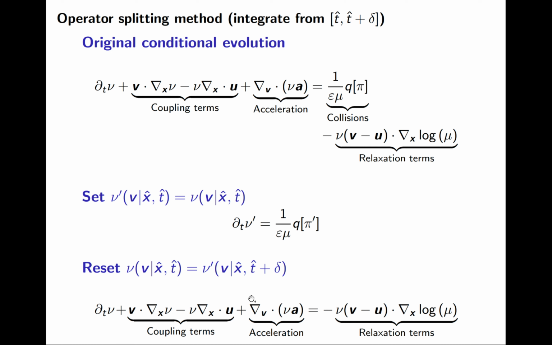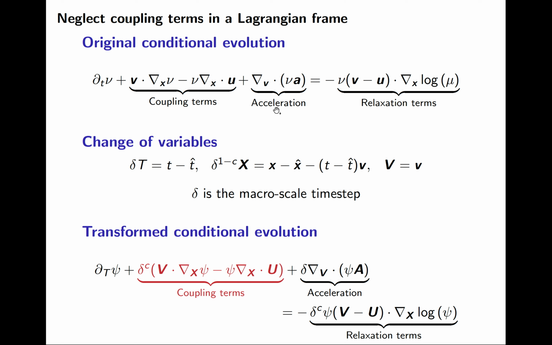You'll also notice the second time around we reintroduce the coupling terms. So now we need to define this change of variables, which is going to allow us to neglect the coupling term. In order to find a change of variables that allows us to neglect the coupling terms in this conditional evolution equation, we're going to first define some parameter delta, and this is the time step size for the macro scale model. So after we've discretized, we're going to be taking steps of size delta. Or really, it's just some small time window over which we need to integrate our conditional evolution equation.